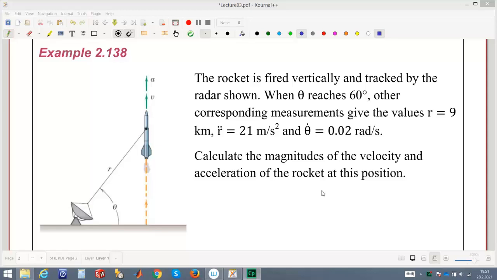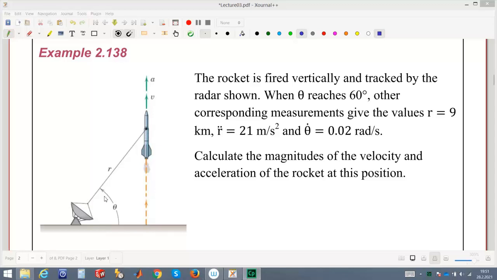Now we're going to take a look at two examples in this video. The first example is about a rocket and a radar system. And the radar system observes how the rocket moves and the way that it observes. And this is narrowed down to a two-dimensional problem.